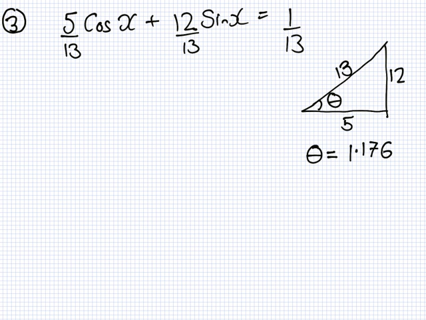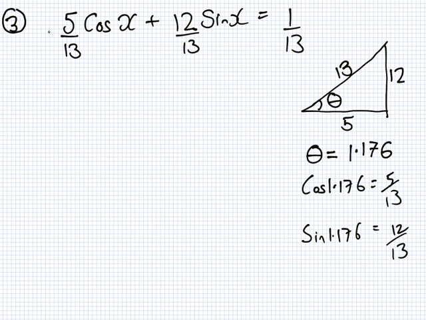1.176. Okay. So if you look at that, and you can actually check this on your calculator, if you type in cos of 1.176, you'll actually get 5 over 13. And if you type in sine of 1.176, you'll actually get 12 over 13. Like, that's a fact. That's a fact.